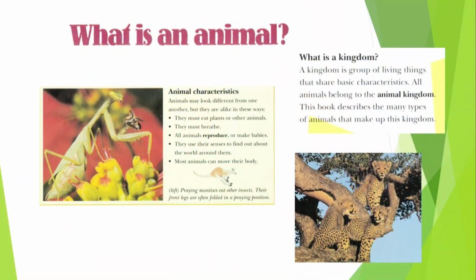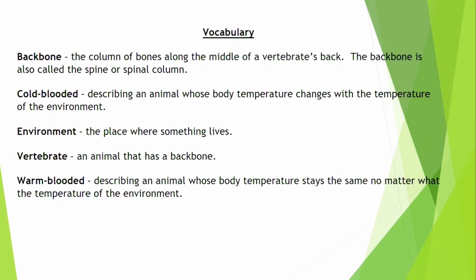All right, so just to review, animal characteristics, they eat, plants or animals, they eat. Well, animals eat animals and animals eat plants. They must breathe, they reproduce, they use their senses to find out about the world around them, and most animals can move their bodies. And we've already talked about what a kingdom is. Now, this book talks about all the animal kingdom. Today, we are just going to focus on a part of the animal kingdom, which is the vertebrates.